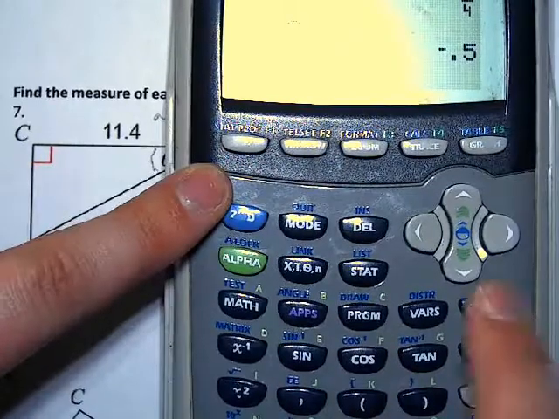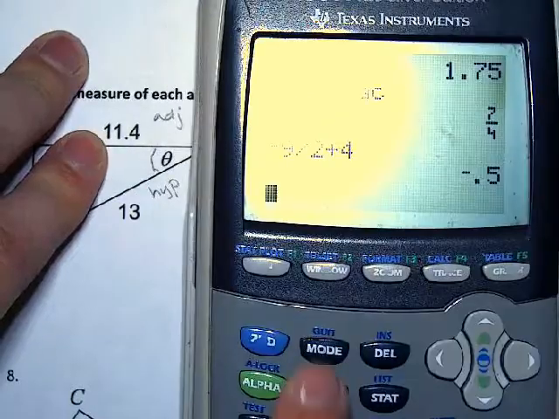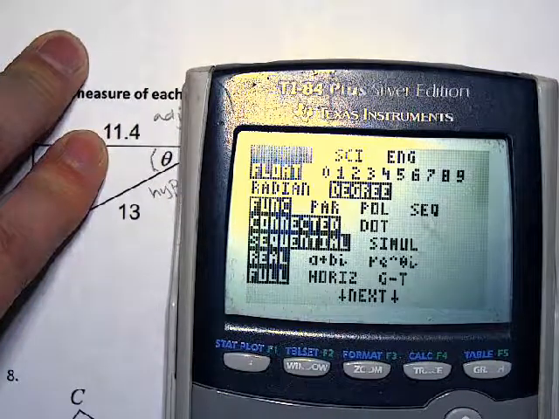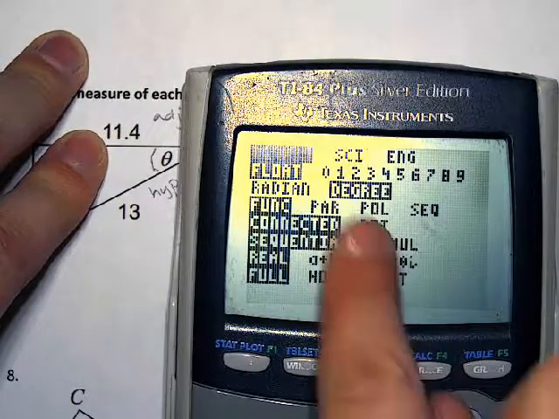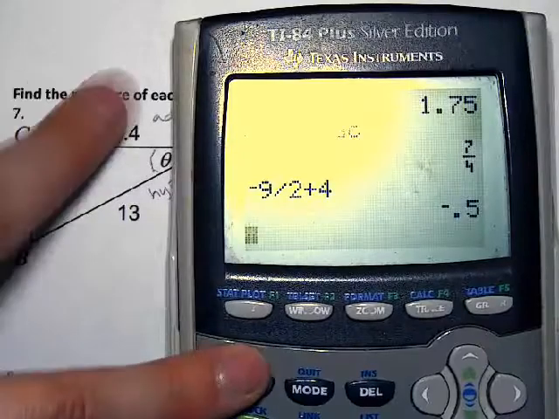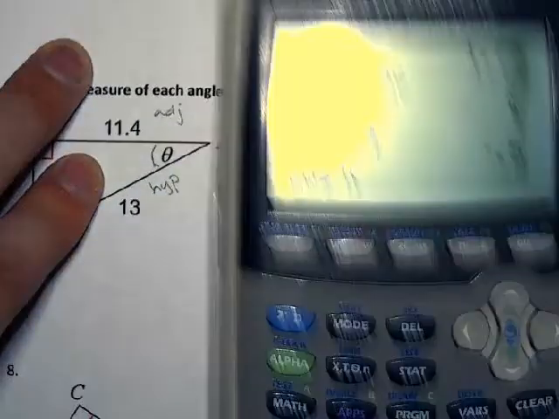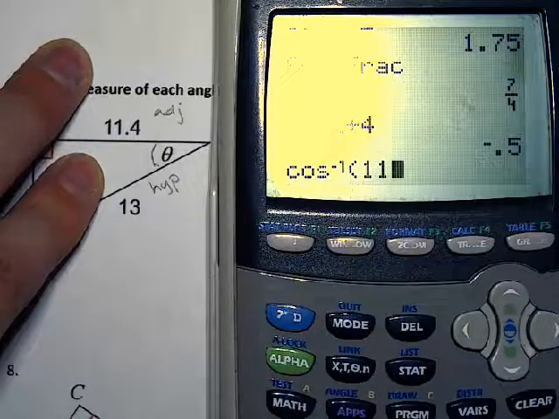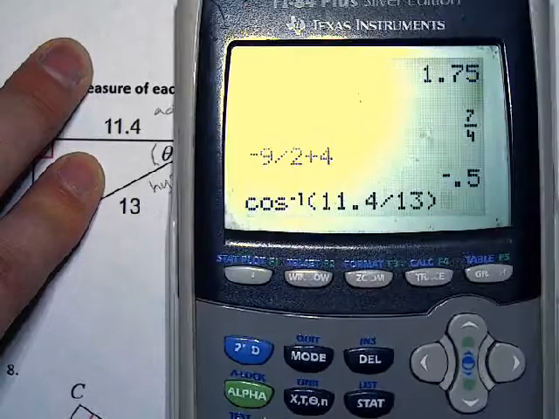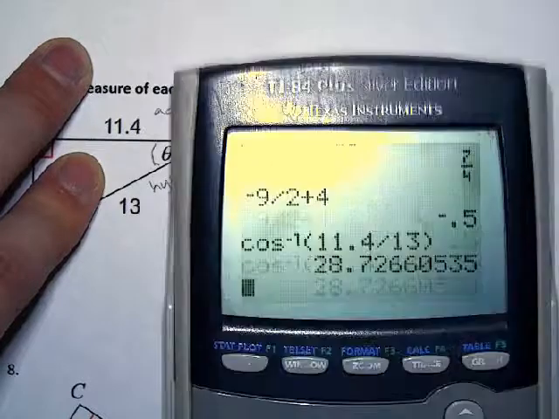But before we do that, we have to make sure our calculator's in the right mode. So everyone hit the mode button. Let's just make sure we are still in degrees from yesterday. Everyone check, are we all in degrees? Okay, so we're going to do cos inverse, and we're going to type 11.4 divided by 13. 11.4 divided by 13, what did you guys get?